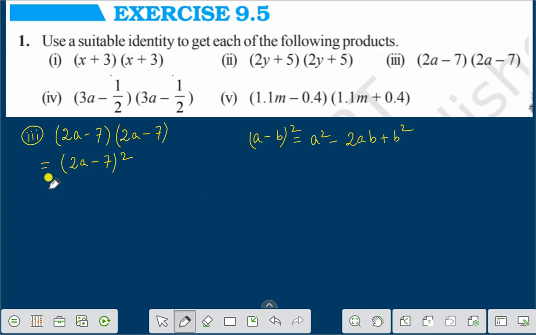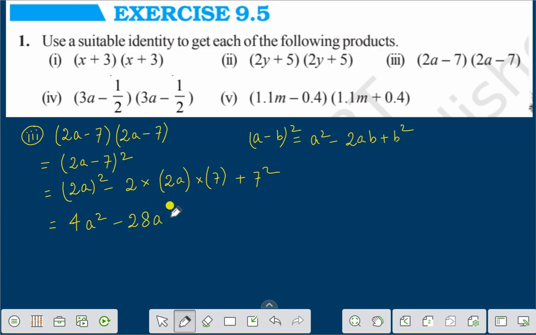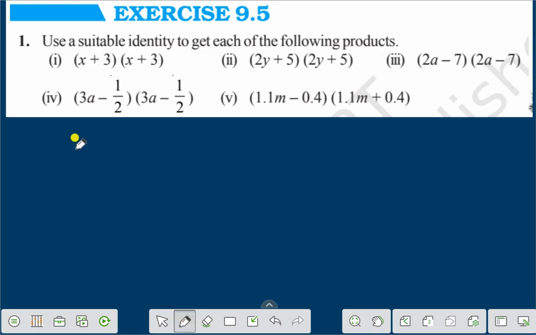We apply this identity, therefore we are getting (2a) whole square minus 2ab, 2 into 2a into 7, plus b square, 7 square. Therefore, we are getting 4a square minus 28a plus 49. This is the answer of question number 3. Let's solve question number 4.